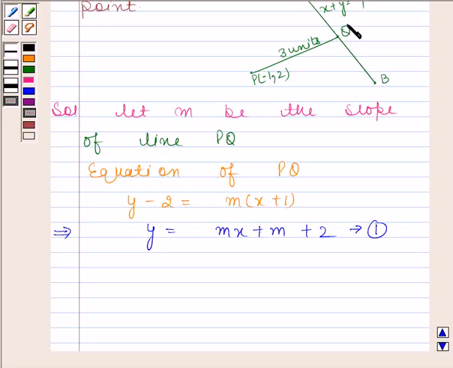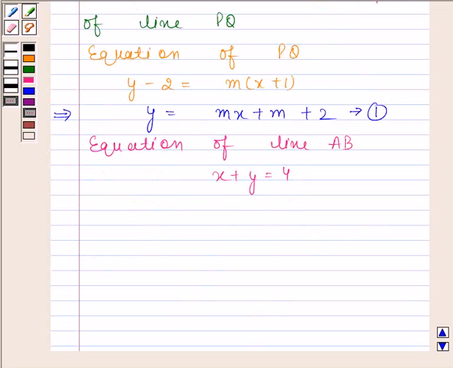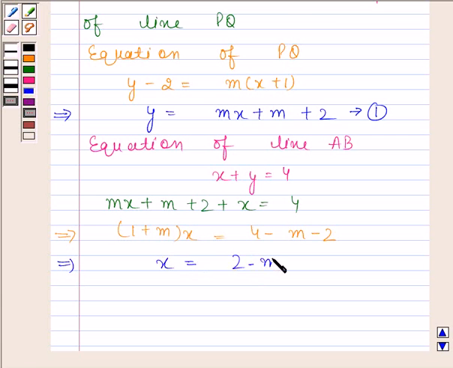Now, since both these lines intersect at point Q, we can find the coordinates of point Q by solving the equations of lines PQ and AB simultaneously. Now, the equation of line AB is x + y = 4. From 1, we know that y = mx + m + 2, so substitute the value of y in this equation. Substituting, we get mx + m + 2 + x = 4. This implies (1 + m)x = 4 - m - 2, so x = (2 - m)/(1 + m).